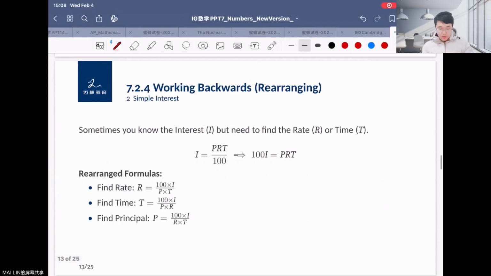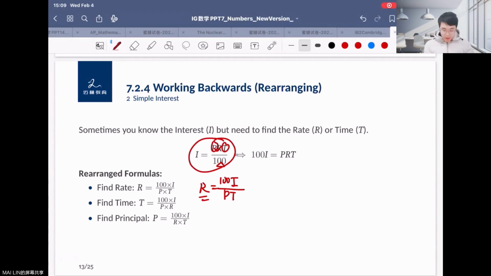And here is working backwards, with the rate, time, and principal. If you have the formula I equals PRT over 100, then you can also use the formula to rearrange. Like here, if you want to calculate the rate, and the problem gives you the interest, the base value, and the time taken, like the deposit money for several years, you can use R equals I times 100 over P and T. That is for the rate.